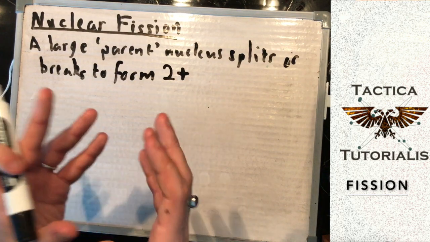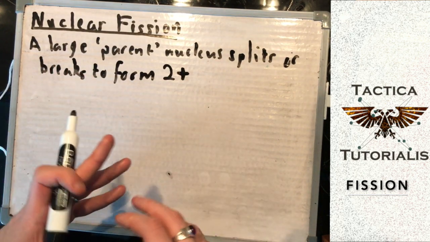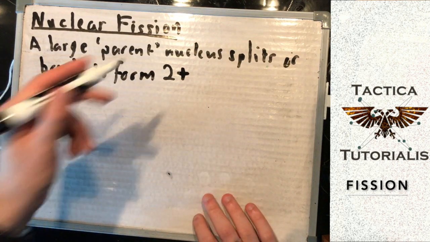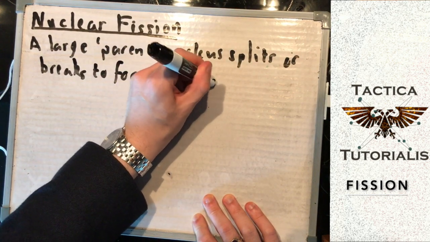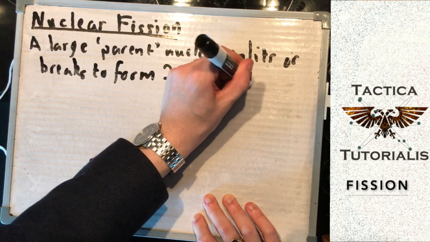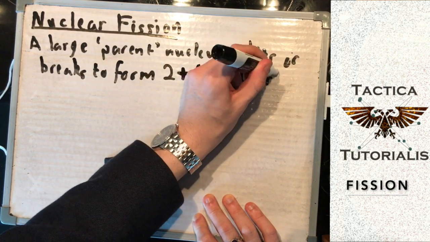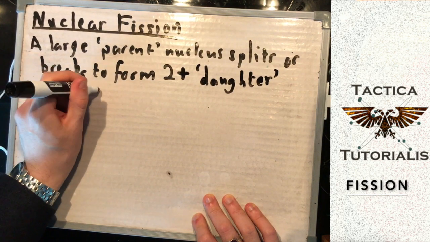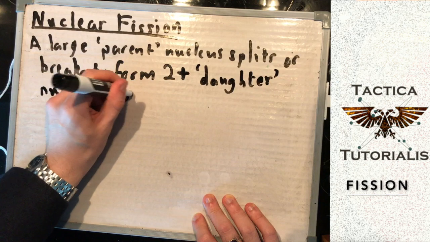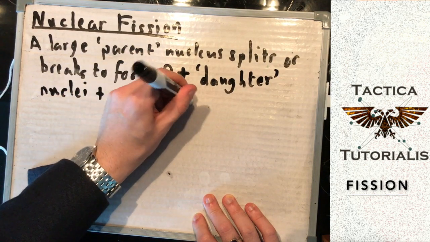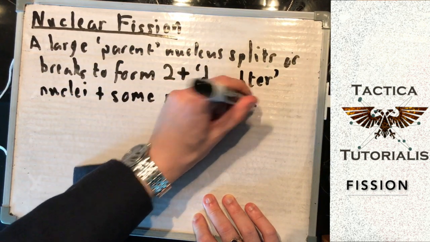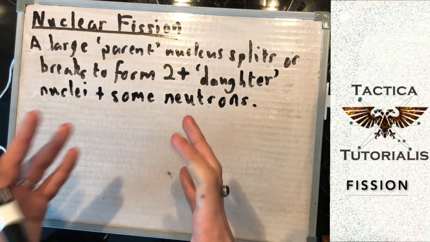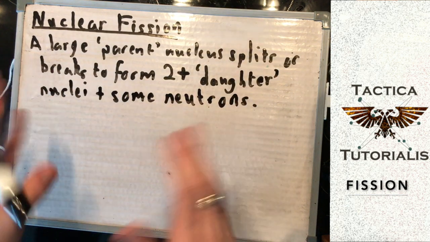Normally you'll find 2 nuclei left over, but on the rarest of occasions you might find more, but typically it's 2. 2 plus daughter nuclei. I don't know how and why they gendered it. They just did. Daughter nuclei plus some neutrons. That is essentially all nuclear fission is. It's a large nucleus breaking apart.